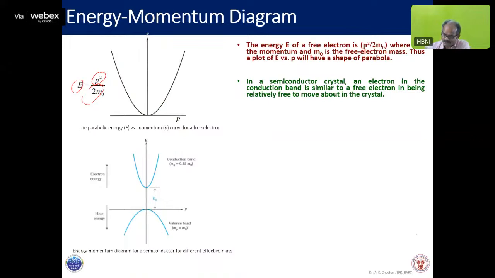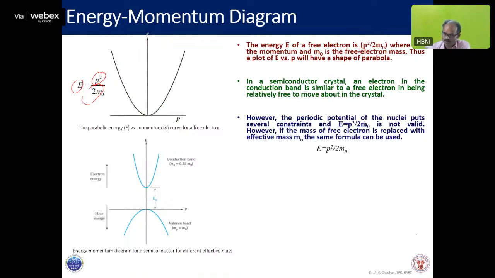So in a semiconductor crystal, an electron in the conduction band is similar to a free electron, being relatively free to move about a crystal. As I said, why is it free in a semiconductor? Because when it is in a conduction band, it can attain all the energy. So it doesn't matter to it whether it's a wave or a particle, whatever energy you give, it will accept. So it's not a problem.